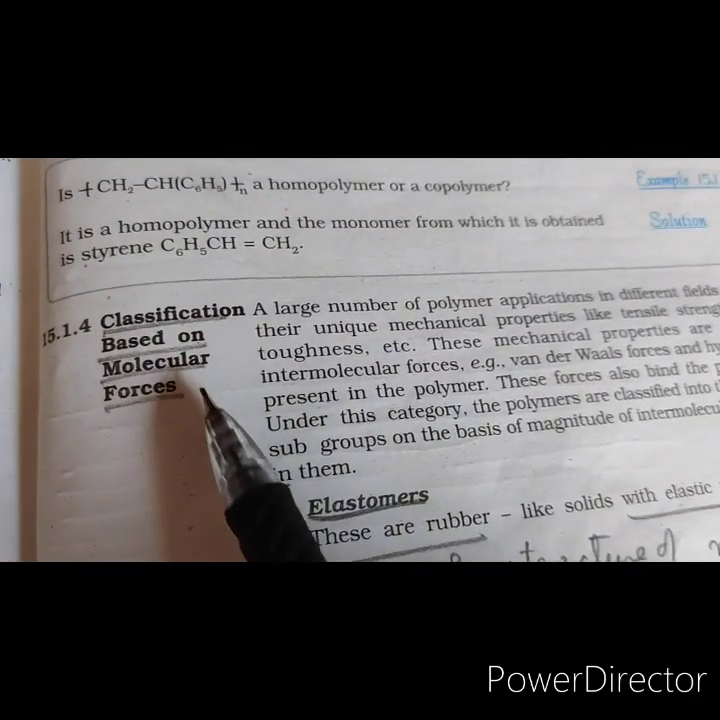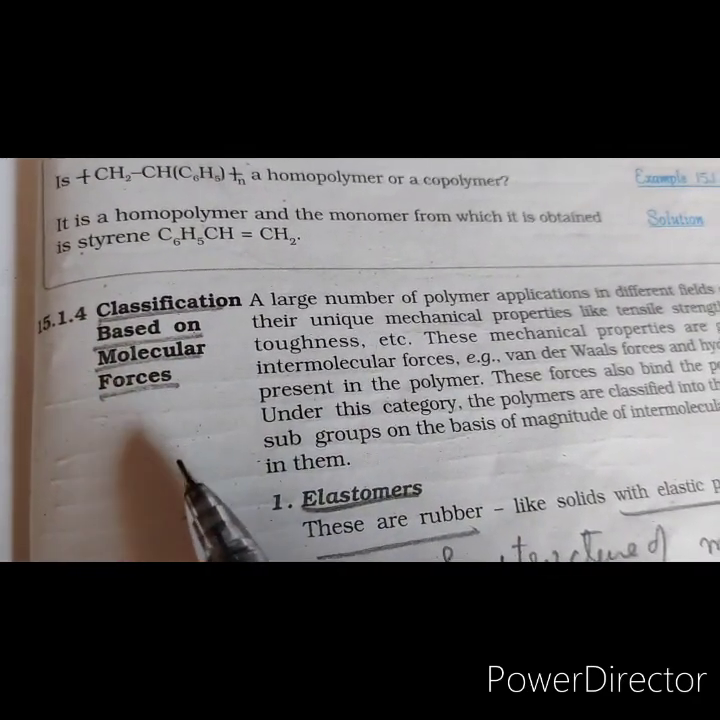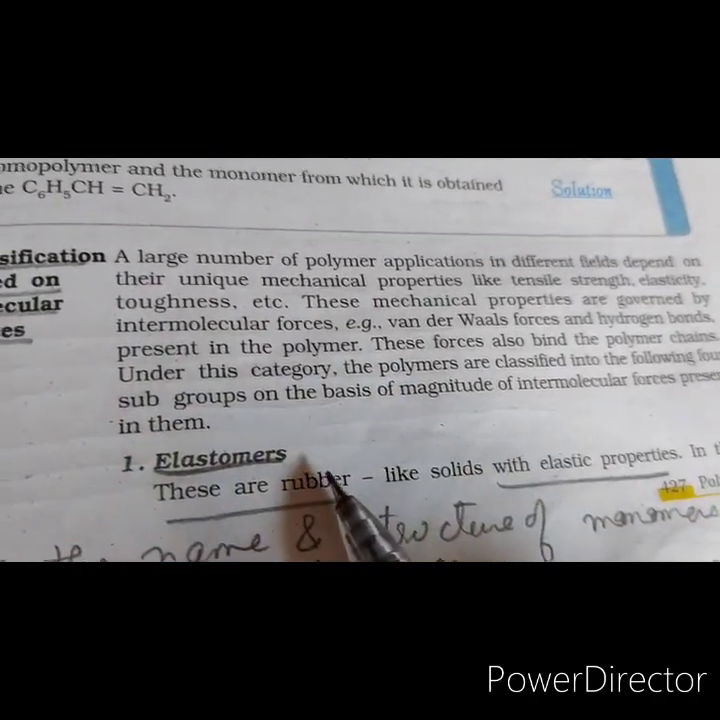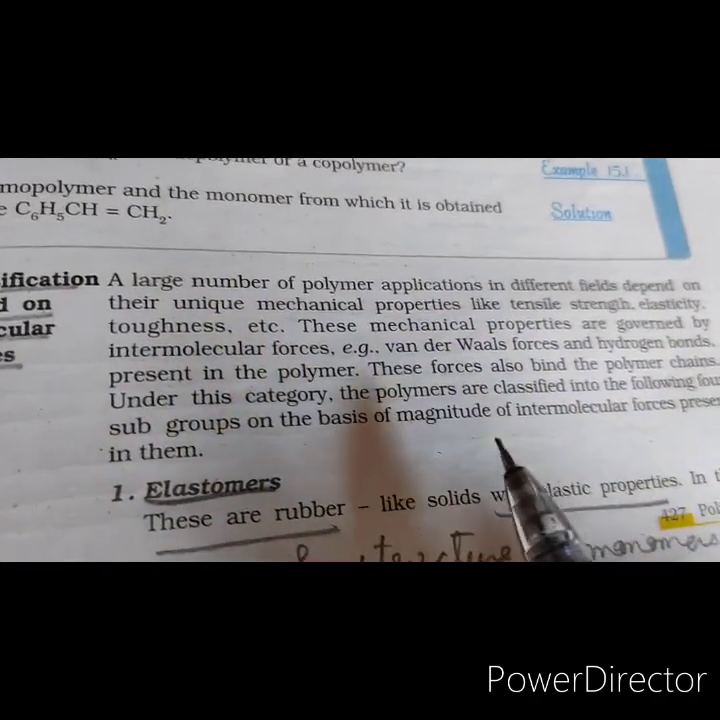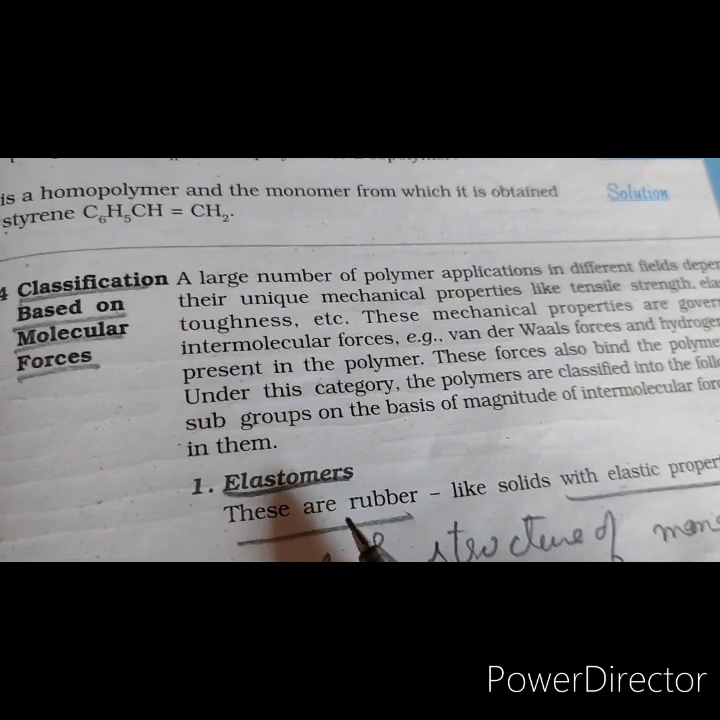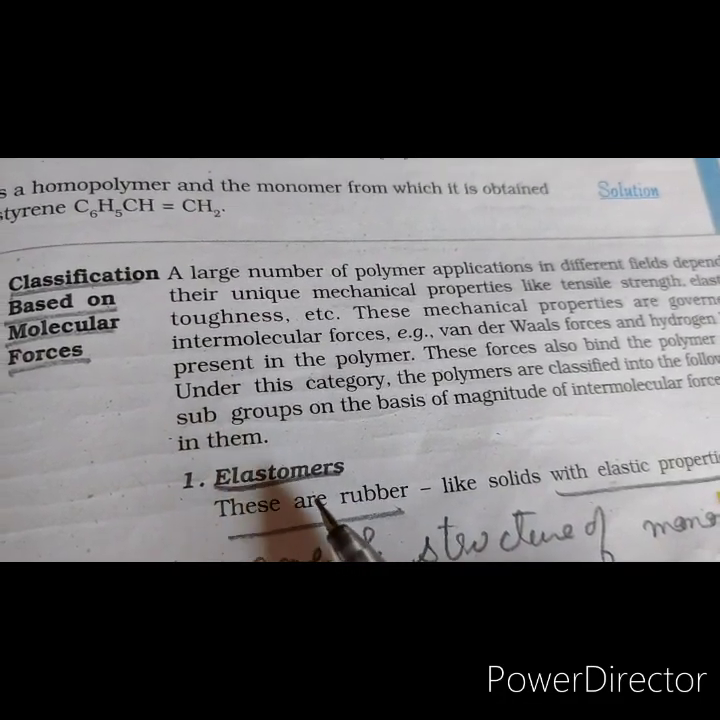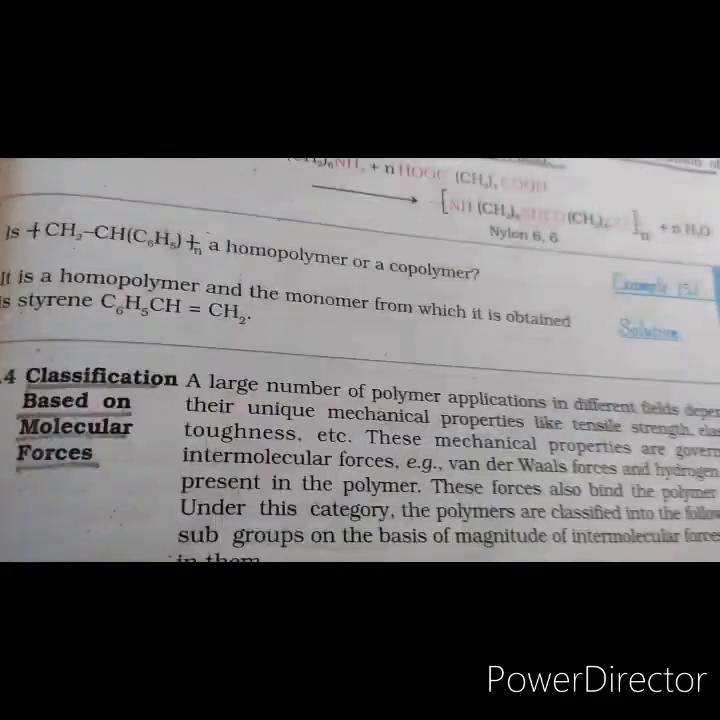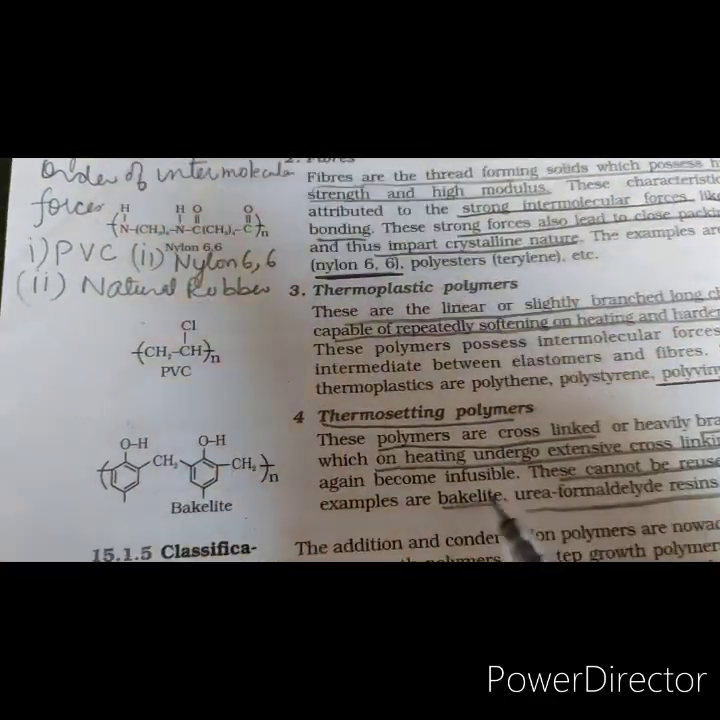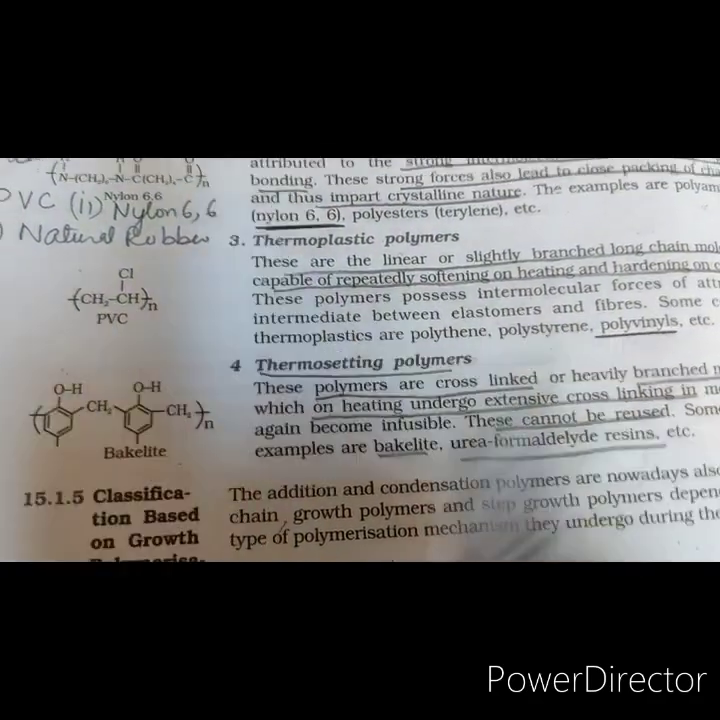Then we come to the classification based on molecular forces. What kind of molecular forces are operating between the monomeric units? On the basis of these molecular forces, we have different kinds of polymers. They can be elastomers, they can be fibers, they can be thermoplastic polymers, or they can be thermosetting polymers.